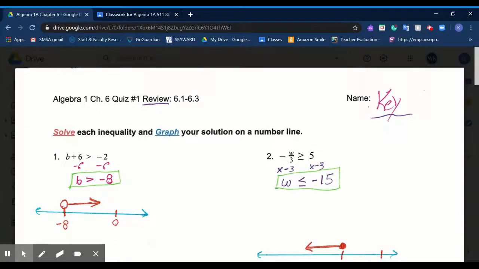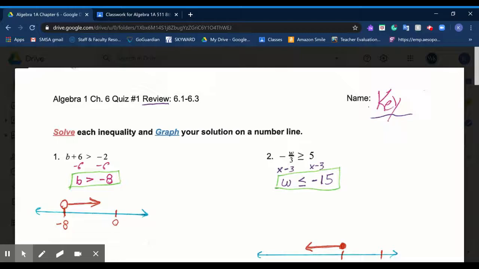Welcome to the Chapter 6 Quiz 1 Review Explanation and Answer Key Guide for Algebra 1. So the review that we're looking at in the 12 questions here will look very similar to Friday's quiz.